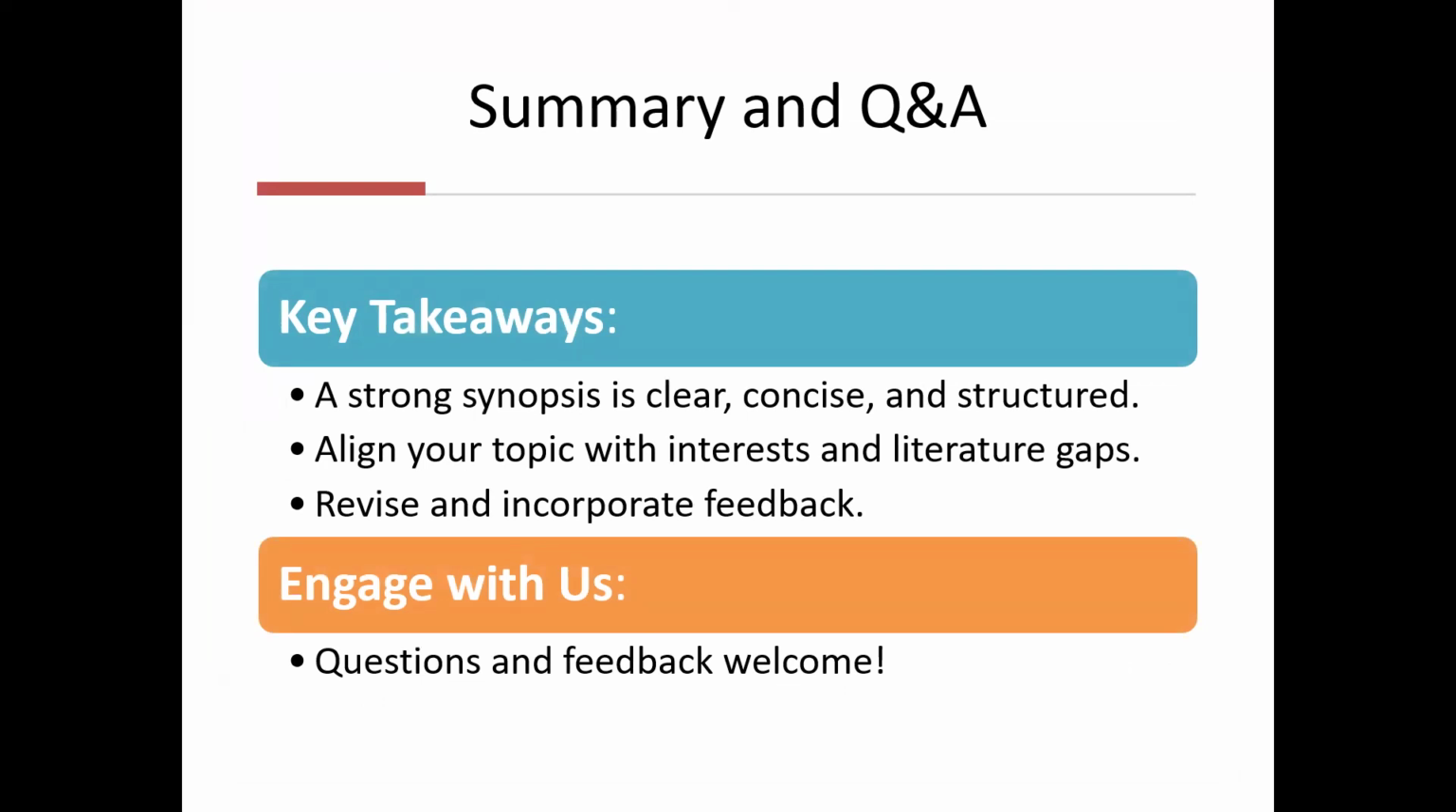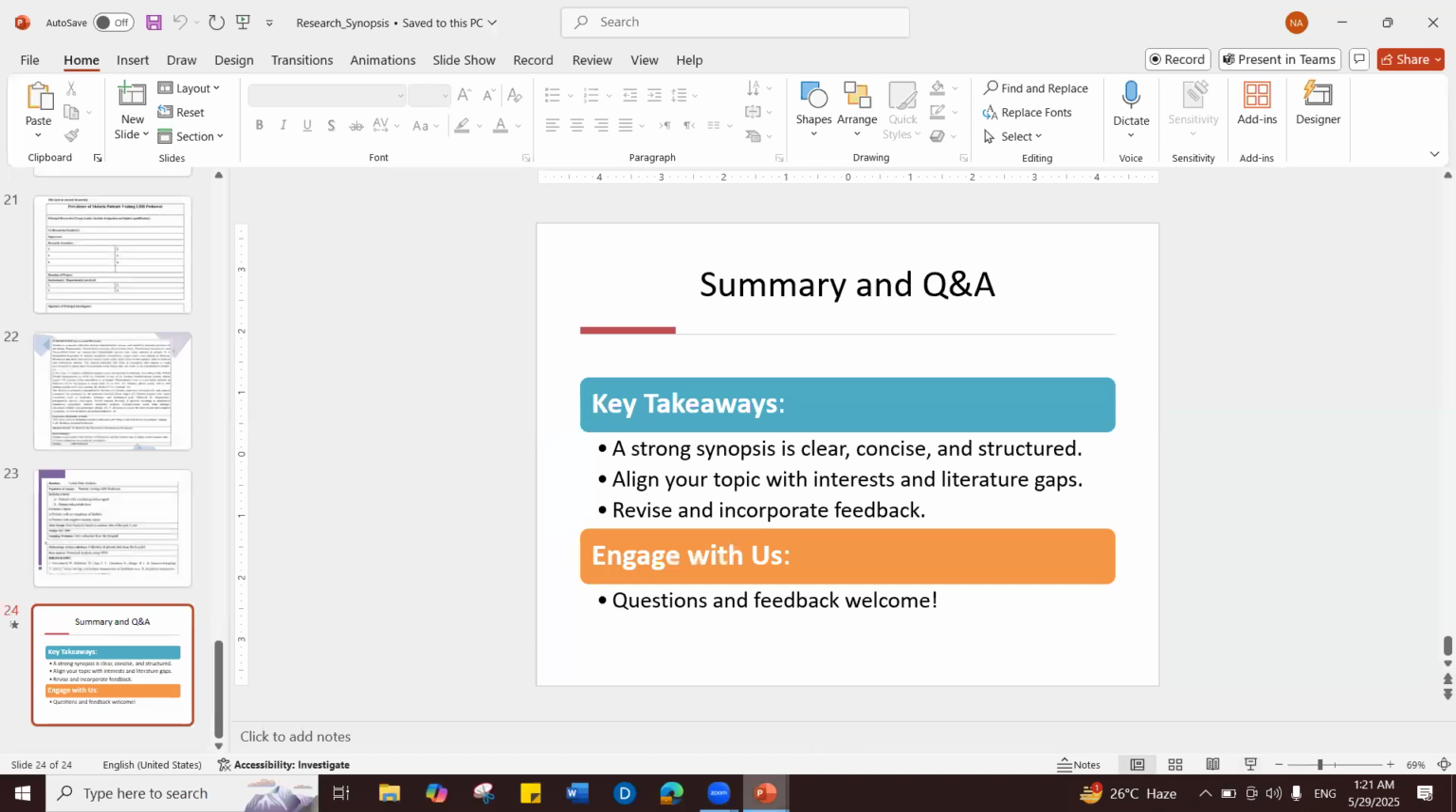The key takeaway is a strong synopsis is clear, concise, and structured, aligns your topic with interest and literature gaps, and revises and incorporates feedback. You can send us questions. So this lecture was totally about the research proposal, how you want to do a research proposal. There are some other tips for the research proposal. Let me share them with you.